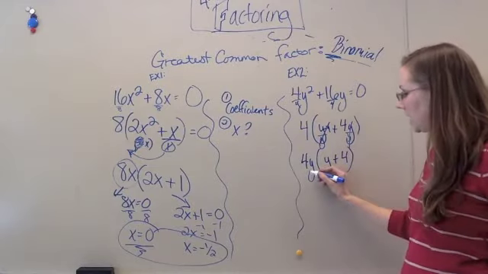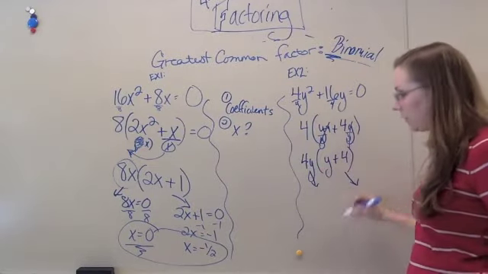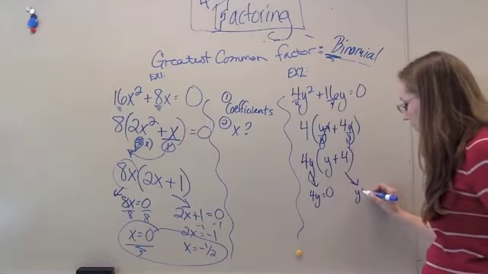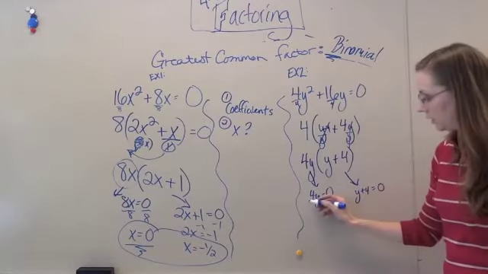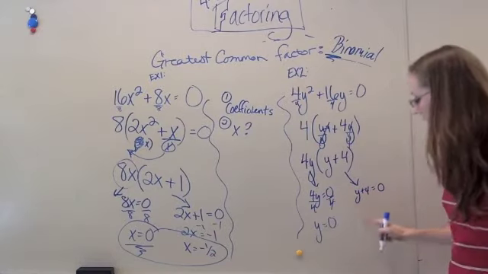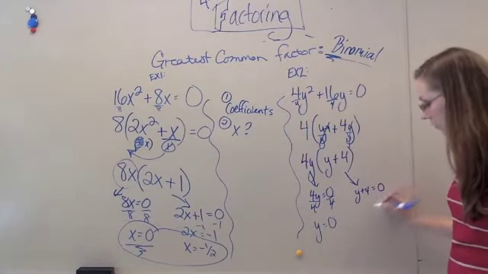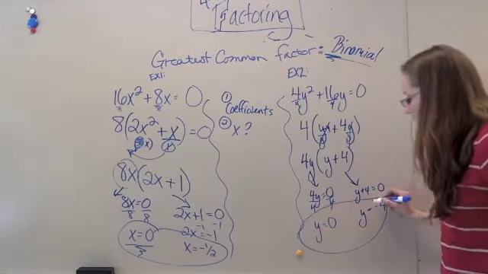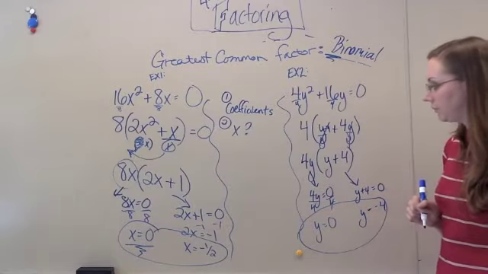This here is in factored form, but we need to get our solutions, our x-intercepts, where it hits those axes. So I'm going to set each piece equal to 0. 4y equals 0, and y plus 4 equals 0. Divide by 4, divide by 4. I get y equals 0. And here I'm going to subtract 4. I get y equals negative 4. These are the two solutions to this equation.